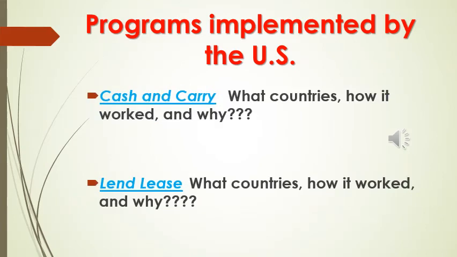Two programs that were implemented by the United States at the start of World War II are important and still carry with it ramifications into how we treat other countries today. The first is called Cash and Carry, and the other is called Lend-Lease. You need to know what countries were involved in each of these programs, how the specific program worked, and why we use them. Remember, we were supposed to be neutral at this time of the war.